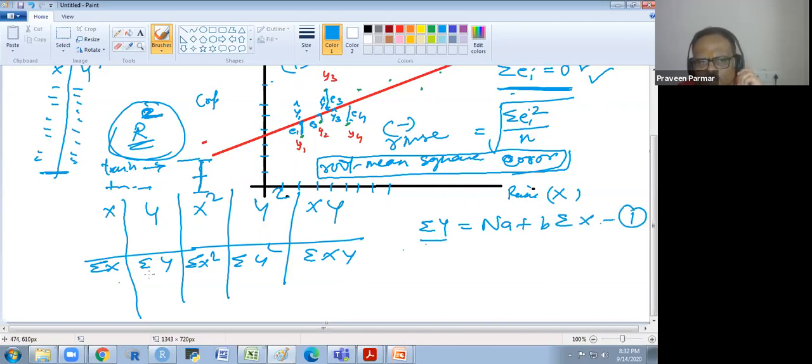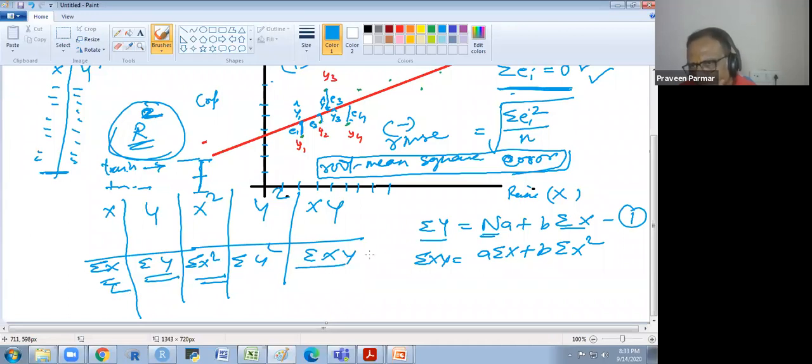Numerically we could get the values from here. N is the number of observations, we already have the value, and sigma X we have. So we have only the variables A and B here. The second equation: sigma XY is equal to A sigma X plus B sigma X square. Sigma X square you have, sigma X you have, sigma XY you have. So we get two equations and then we simplify this. We have two variables, A and B only, so we find out the values of A and B easily. Can we?